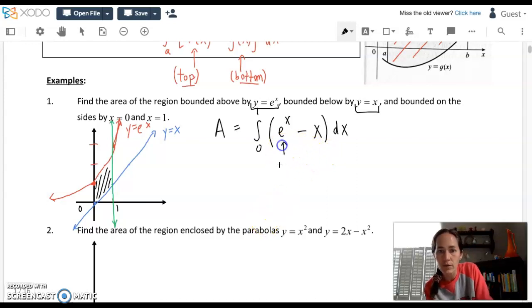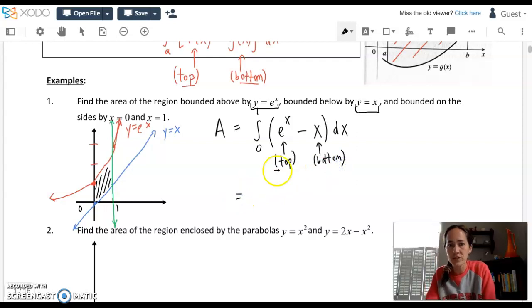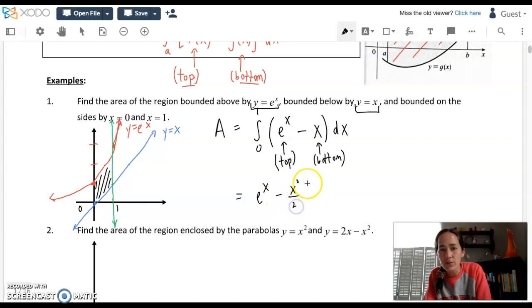So if you want, you can give yourself a note there. This is the top function, like the rule says, minus the bottom function. And I think there's nothing left to do but work our magic, take a definite integral. So the integral of e to the x might be my favorite thing to integrate because I don't have to do anything to it, e to the x, minus the integral of x squared over 2.